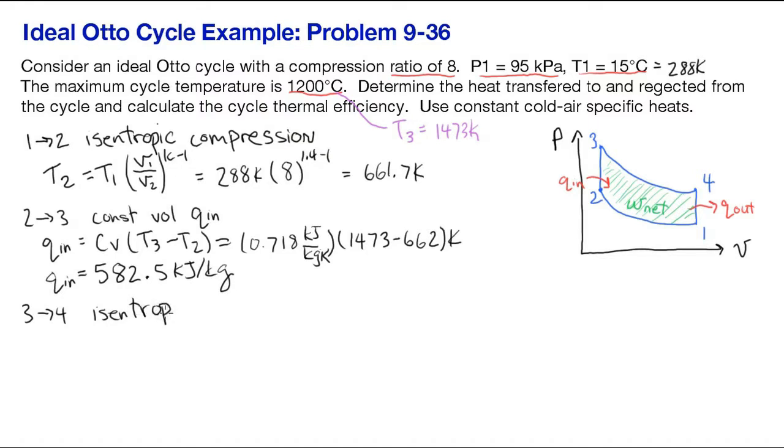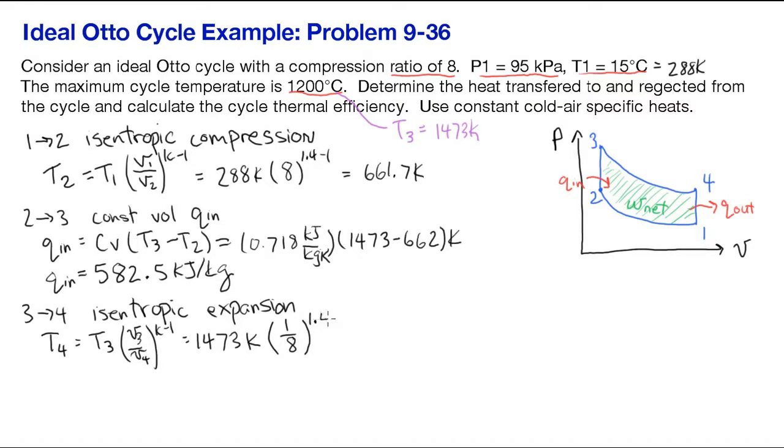From 3 to 4 is the isentropic expansion. So we can use our isentropic formula for constant specific heats again. And again, we know our compression ratio. This time it's 1 over 8 because we're expanding. So we end up with 641.2 Kelvin at state 4.